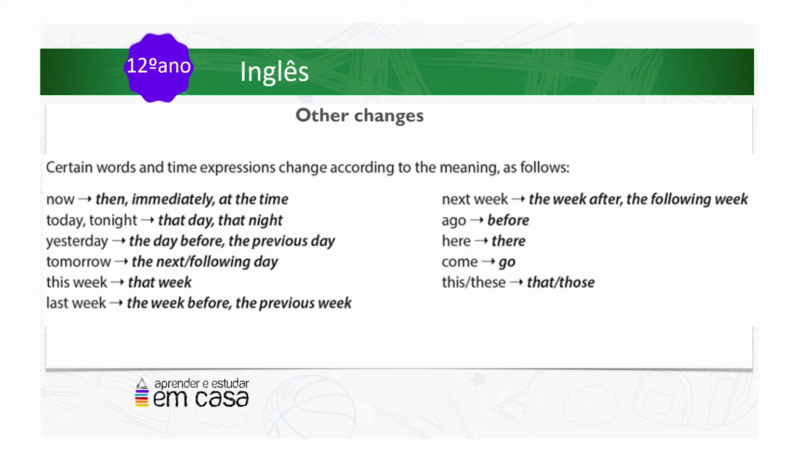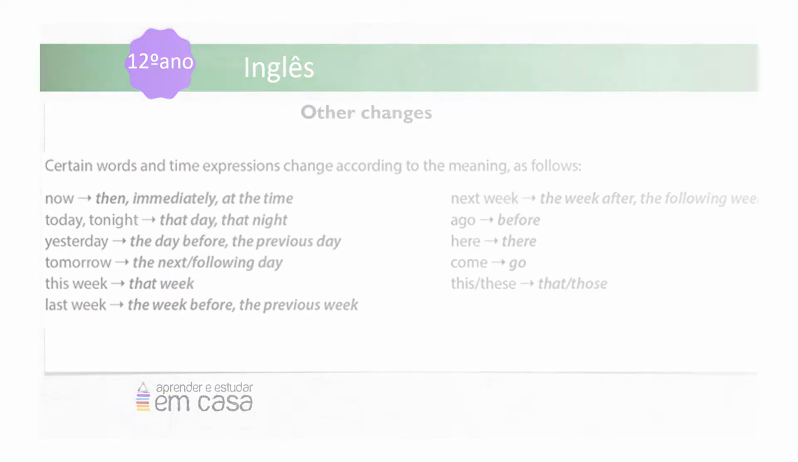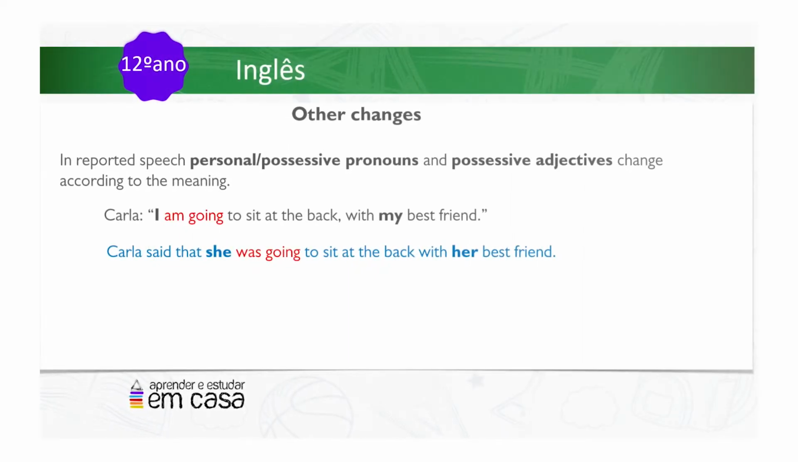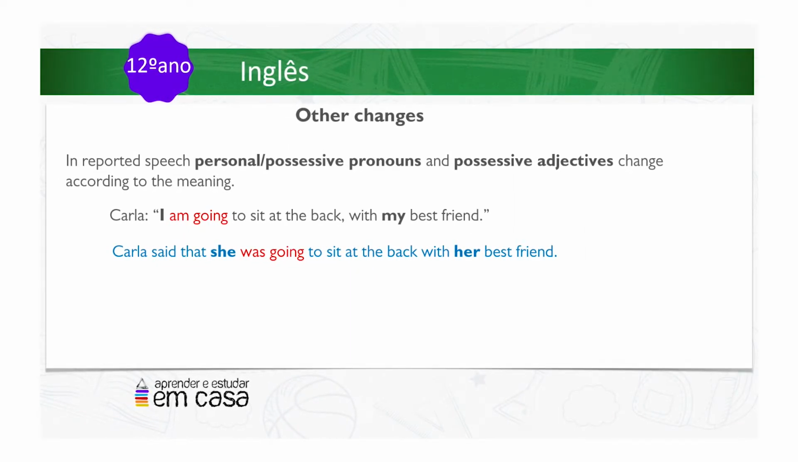Now becomes then or at that time or immediately. Today or tonight becomes that day. Yesterday becomes the day before. Okay? When you say, "Yesterday I had lunch with my mom," you say, she said that the day before or the previous day, she had had lunch with her mom. Okay?